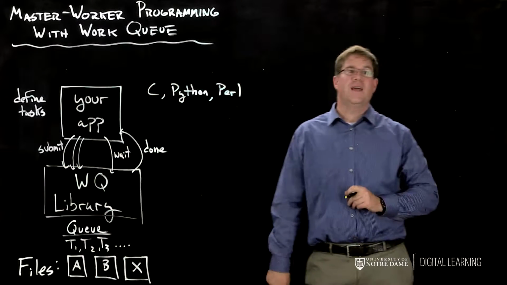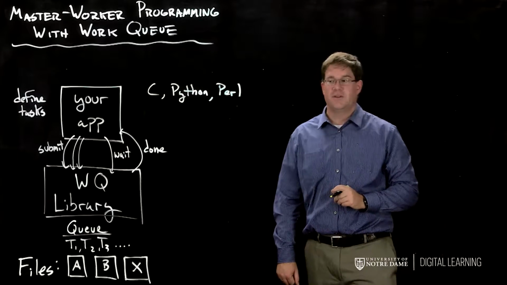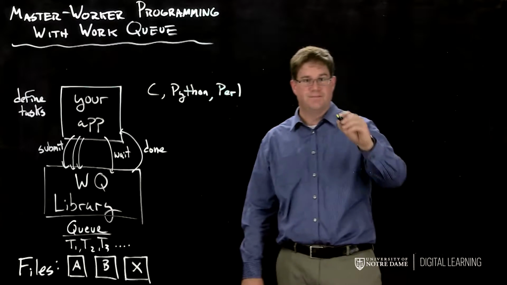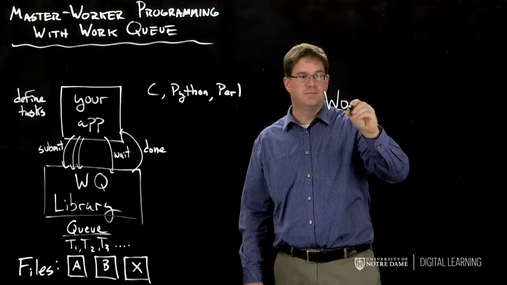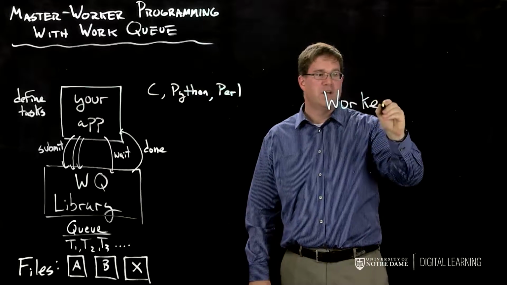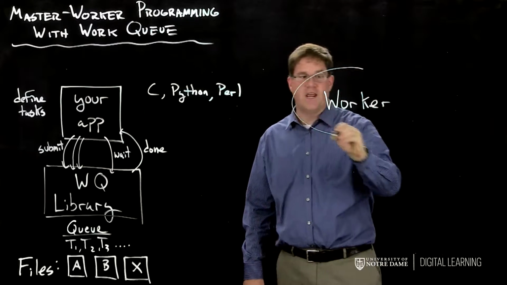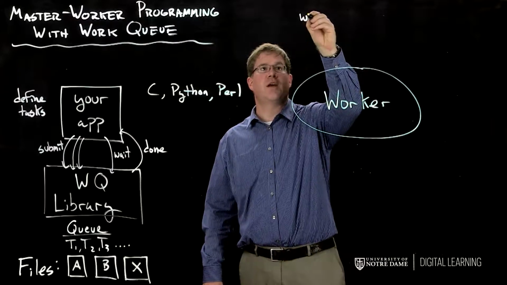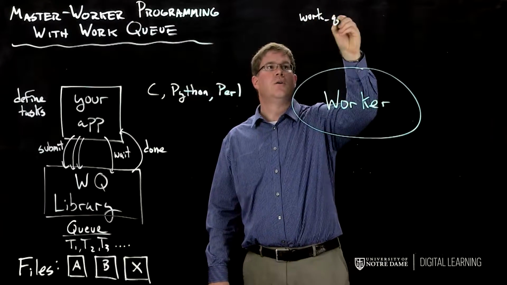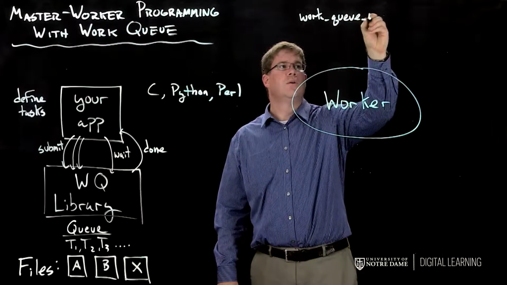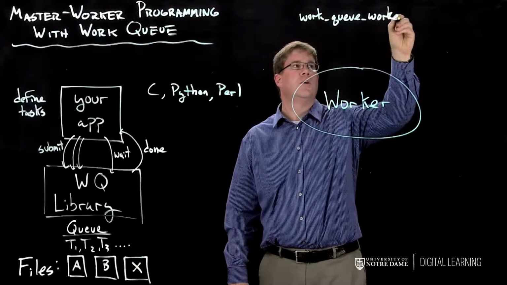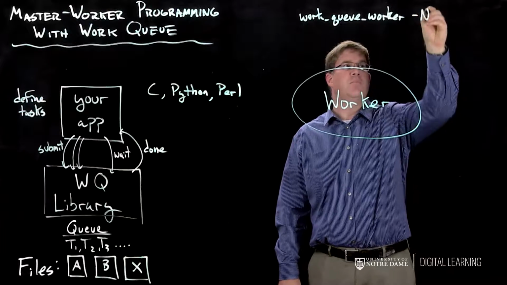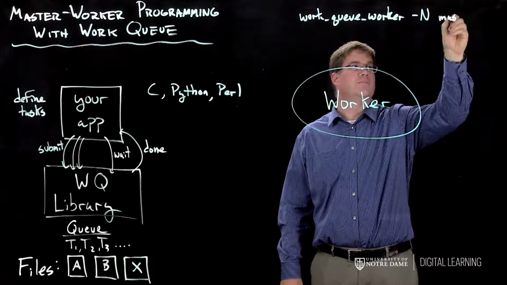Now, nothing's going to happen until we have a worker that's ready to run some tasks for us. So what we can do, at least to begin with, is we can start a single worker by hand. And that's really easy to do. All I have to do is type the command WorkQ worker, and then give it the name of the master to talk to.